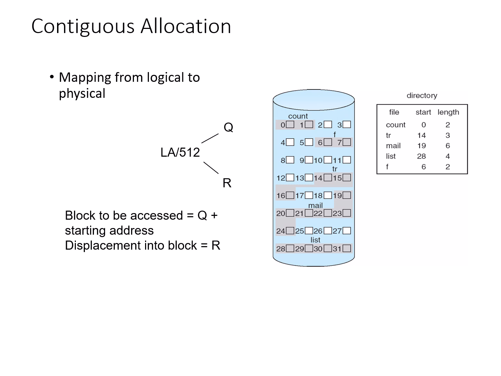It's called the length. For example, the file count starts at block 0 and uses 2 blocks. So, it takes block 0 and block 1. The file mail starts at block 19 and uses 6 blocks, from 19 to 24. And the file list uses blocks 28 to 31, 4 blocks in total. Now, here is the main idea.